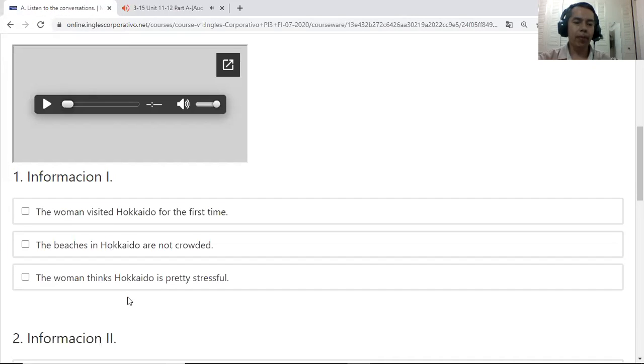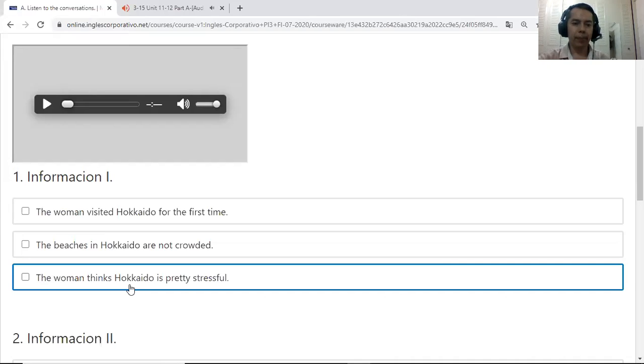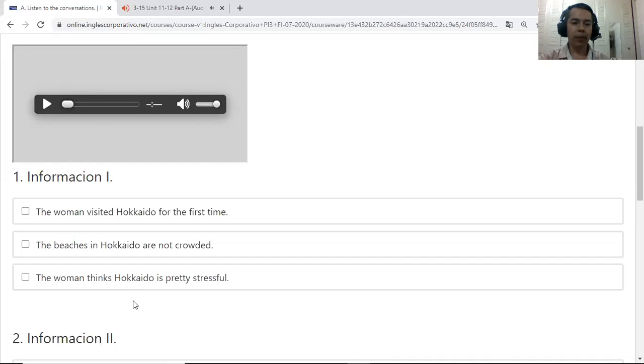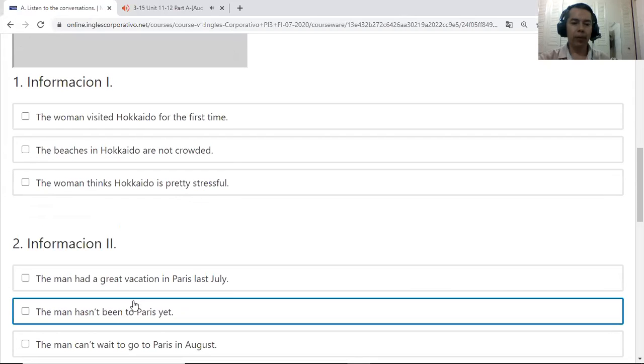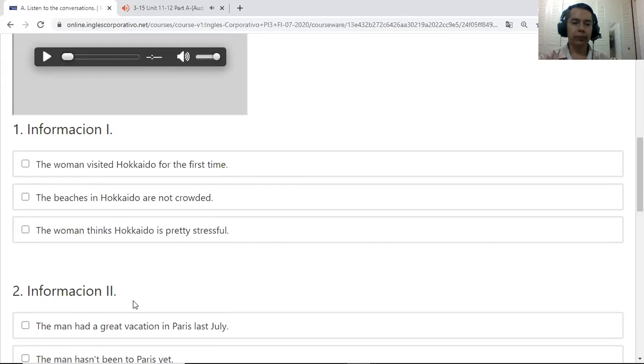Where did you go for your vacation? I went to Hokkaido in northern Japan. It was my third time there. Oh, really? I've never been there. Did you enjoy it? I sure did. I love the mountains, and there are some beautiful beaches there. Are the beaches crowded? No, you can usually find very quiet beaches. Sounds like it's an excellent place to relax. Oh, yeah. That's why I go there.